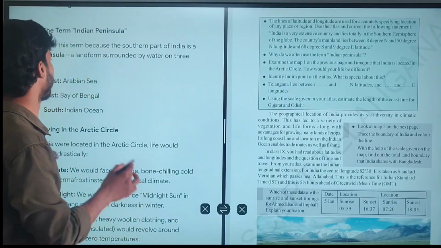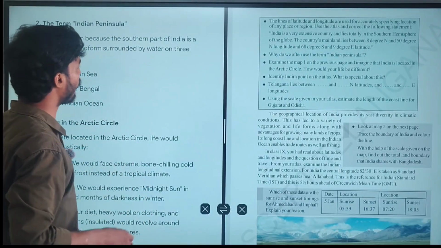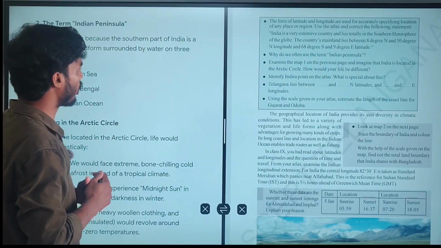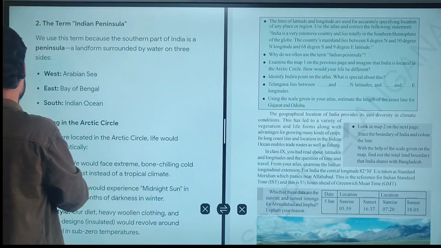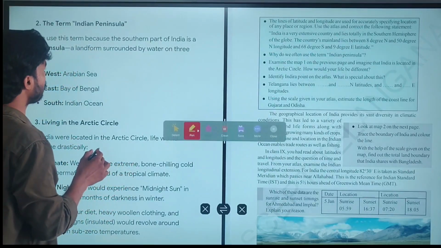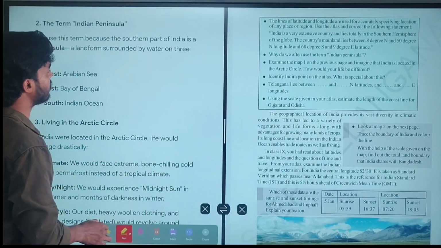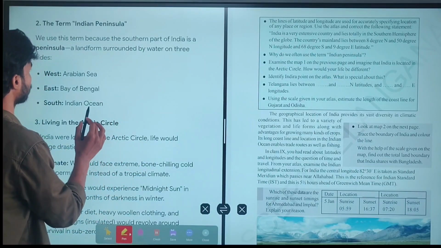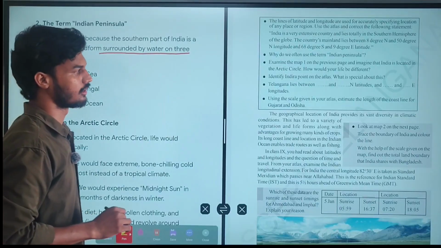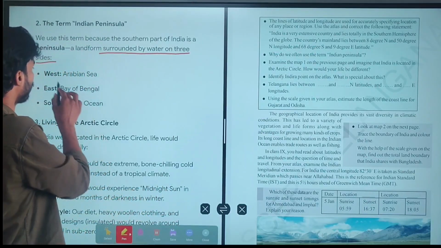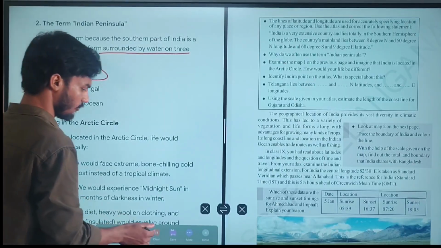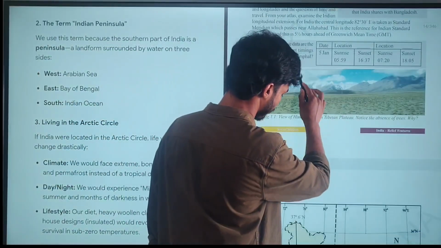We use the term peninsula because the southern part of India is a peninsula. Simply, a peninsula means land surrounded by water on three sides. I will show a diagram, because with the help of a diagram we can understand easily.